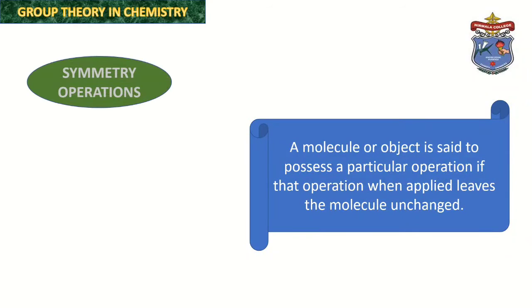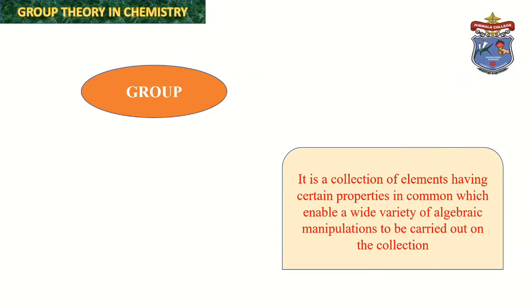Next, the term is symmetry operations. It is nothing but this: a molecule or object is said to possess a particular operation if that operation, when applied on a molecule, leaves the molecule unchanged. The third term is groups. A group is a collection of elements having certain properties in common which enable a wide variety of algebraic manipulations to be carried out on the collection.